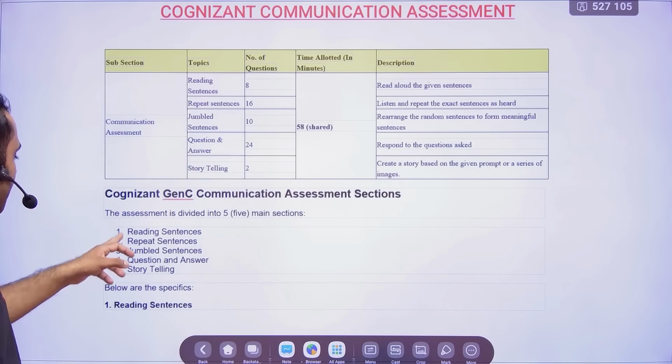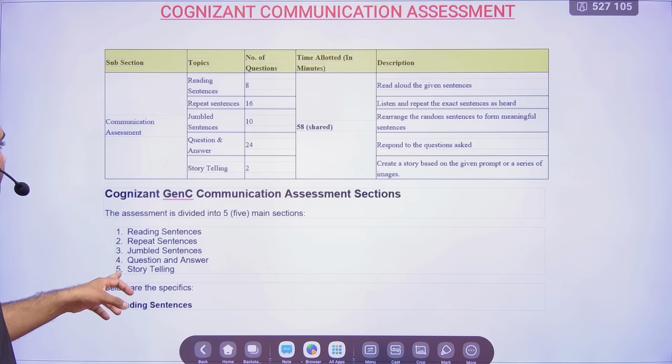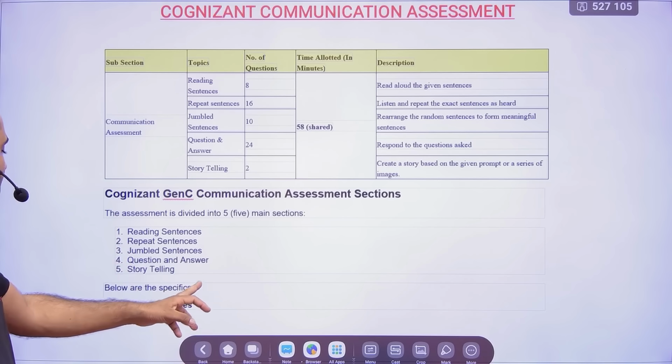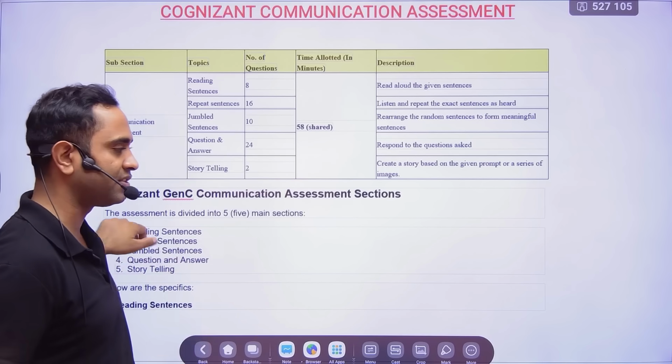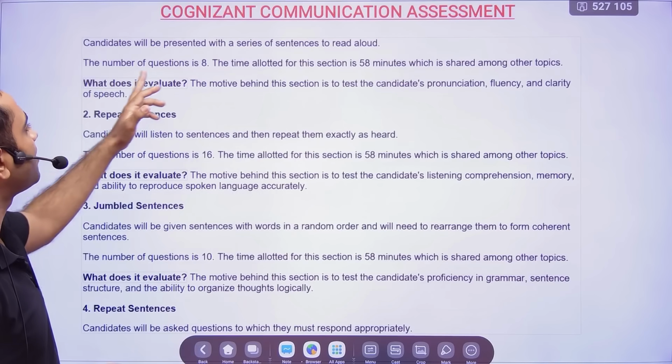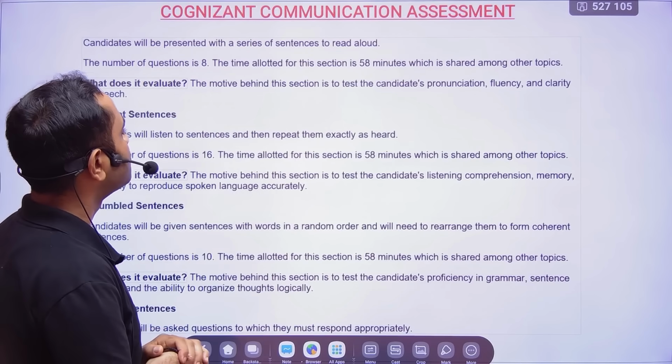Okay, reading sentences, repeat, jumbled, questions and answers, and storytelling. Below are the specifics. So, reading sentences. The number of questions and these details have been given. The candidate will be presented with a series of sentences to read aloud.